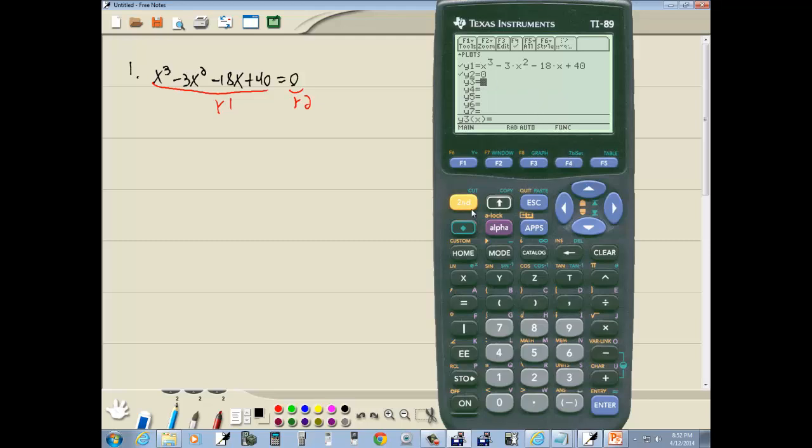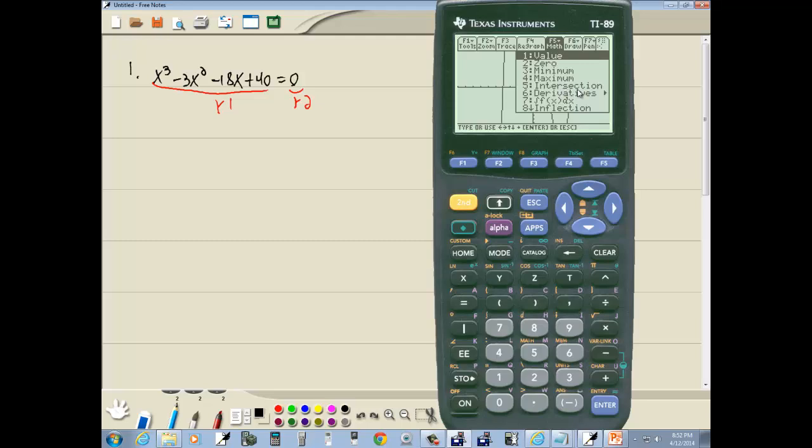Okay, well, let's go graph now. So I'll do diamond F3. Now, our zeros are where it crosses or touches the x-axis, so I can visually look at these and see -4, 2, and 5. But let's see how to use the functions on the calculator, because they're not all so easy you can just look at them. You see F5 says math, so if I press F5, it brings up this menu.